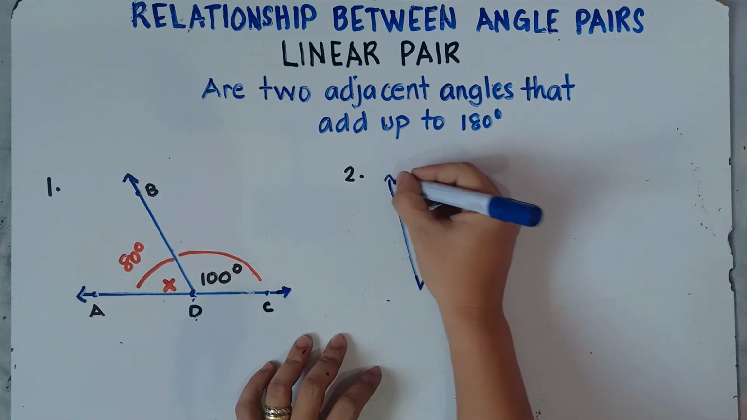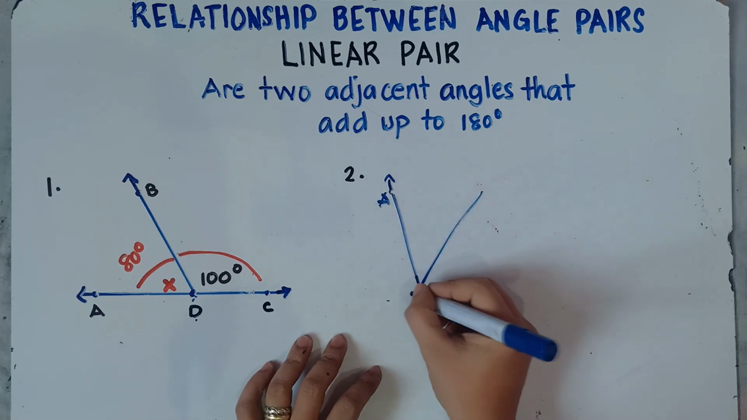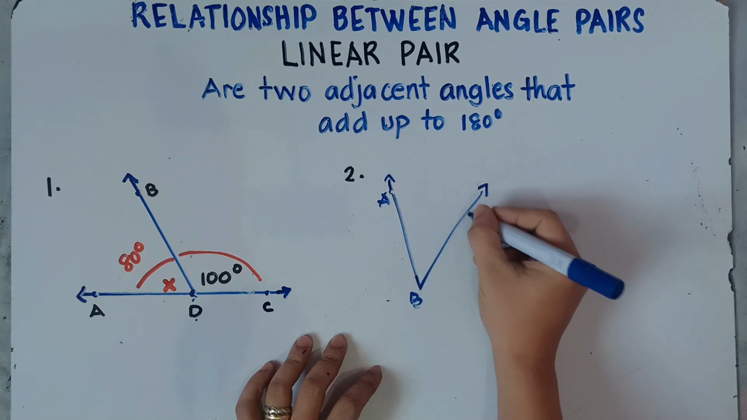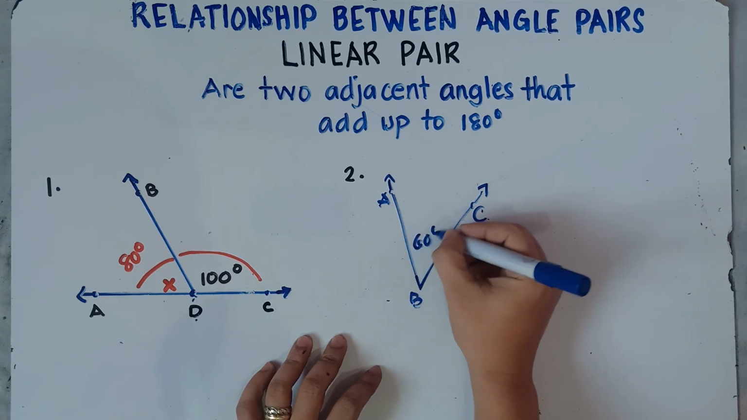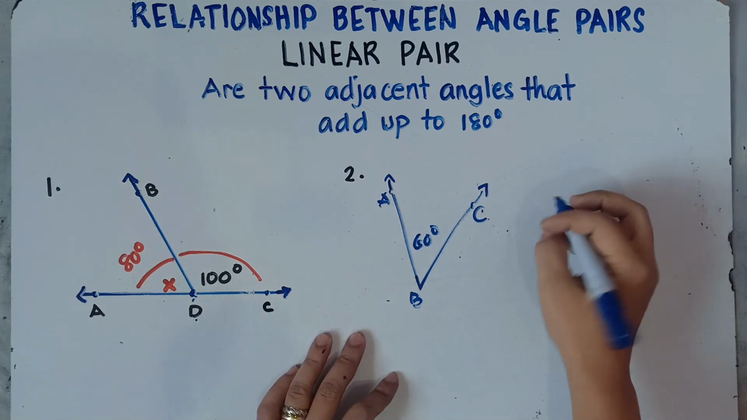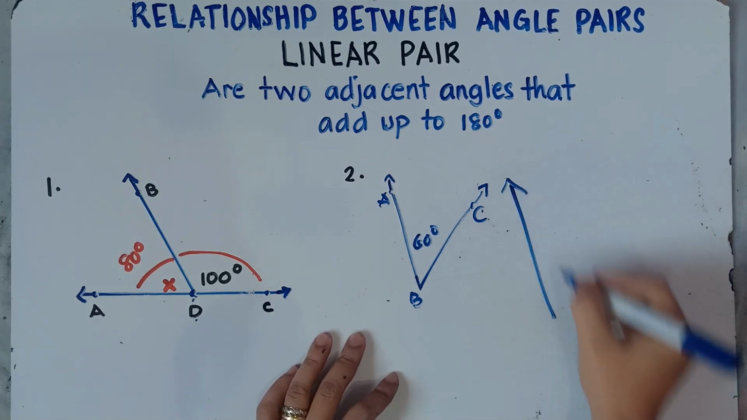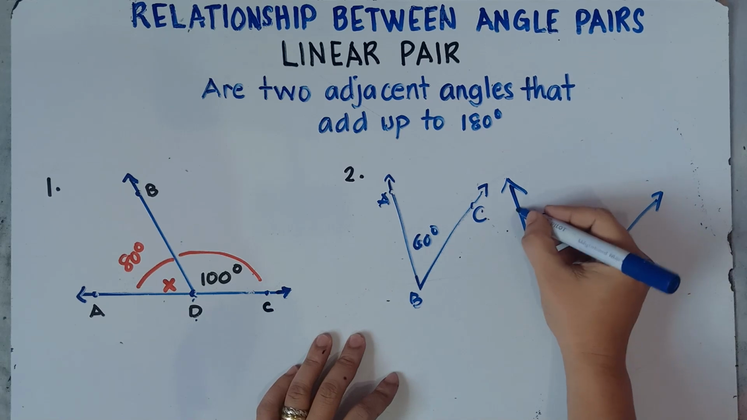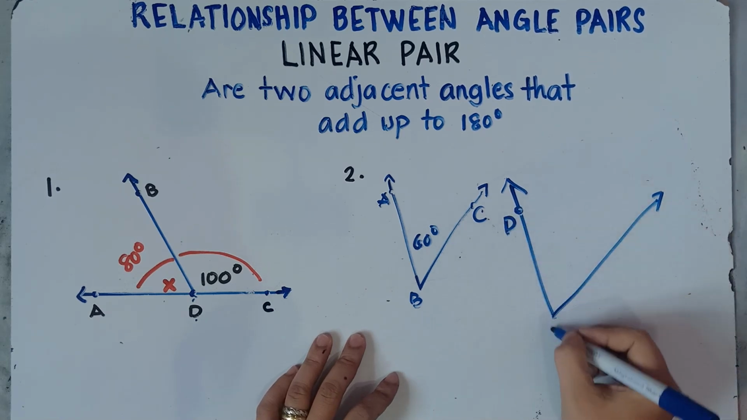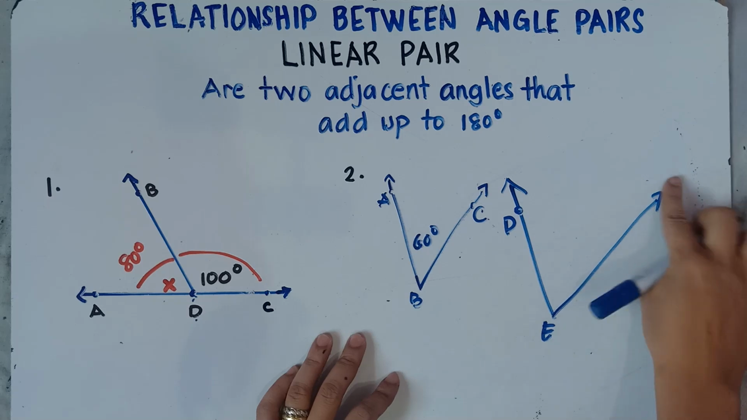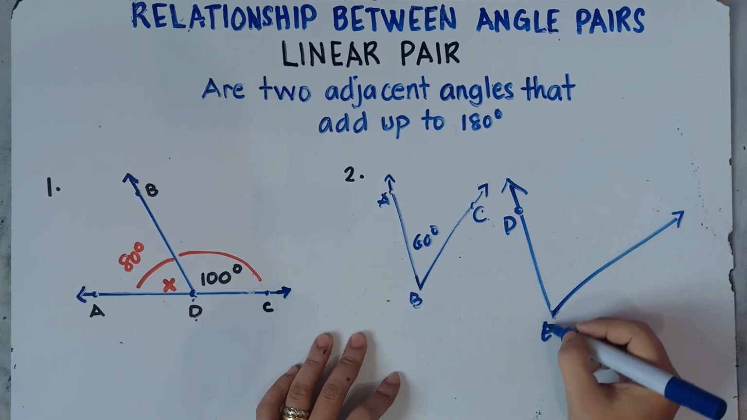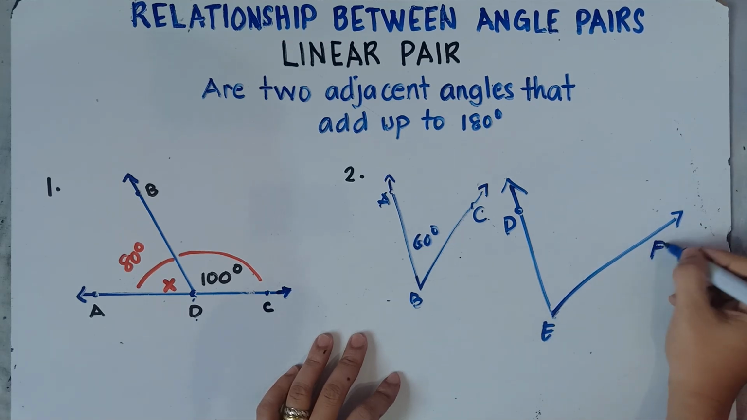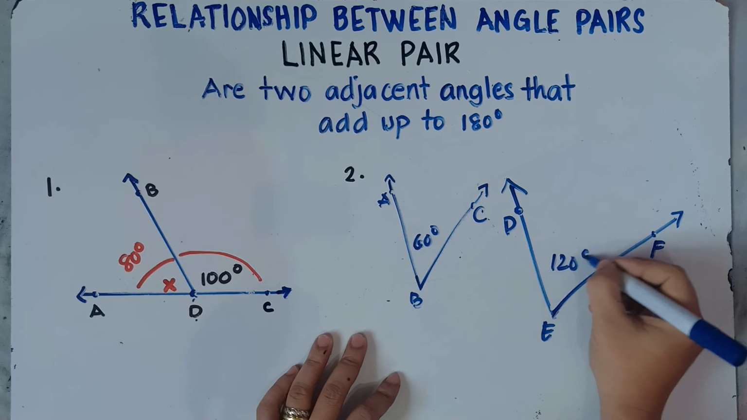So let's have angle ABC. Alright, so angle ABC, that's 60 degrees. And let's draw another angle, that is angle DEF. This is 120 degrees.